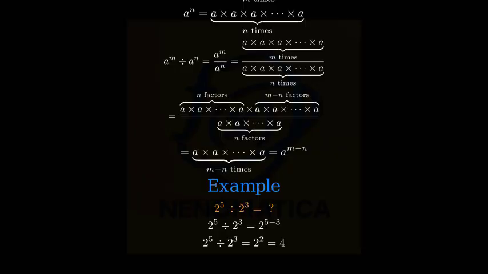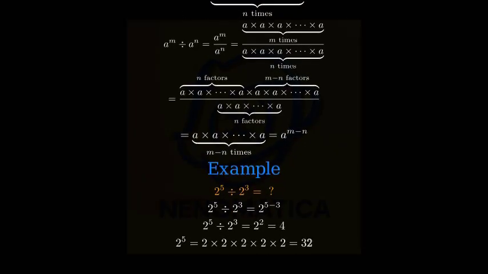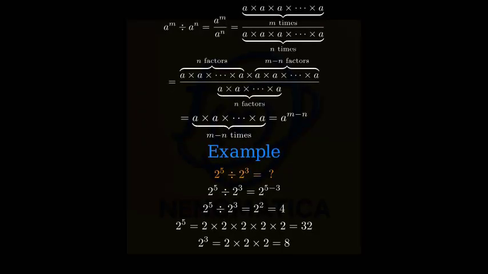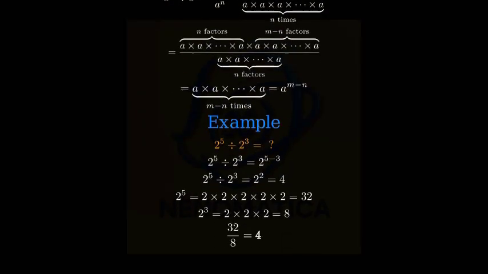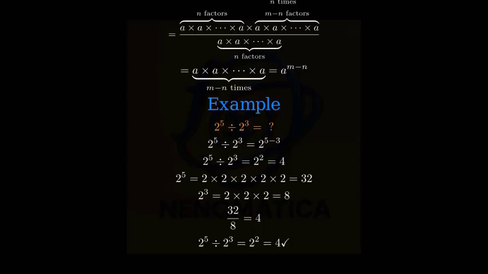Let's verify this by calculating the actual values. 2 to the power of 5 equals 32, and 2 to the power of 3 equals 8. 32 divided by 8 equals 4, which matches our result using the exponent rule.